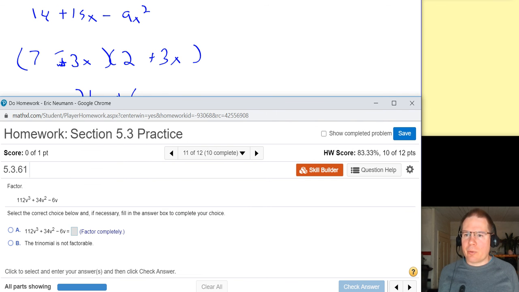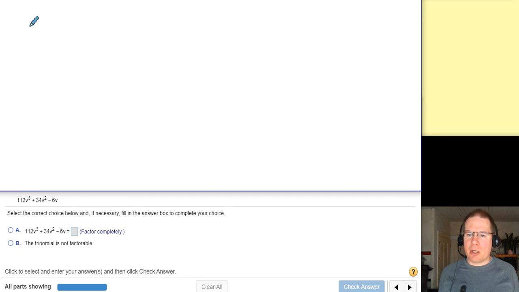All right, here, another one where our variable is a common factor. Oh my goodness, that's a huge number. 112v cubed plus 34v squared minus 6v. All right, that's 34, not 39. Which means all of these are even. This is 2 times 3. 3 doesn't go in here. So the 2v is the most I can factor out.